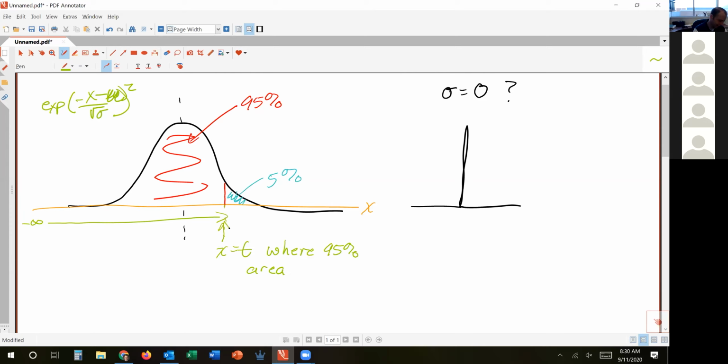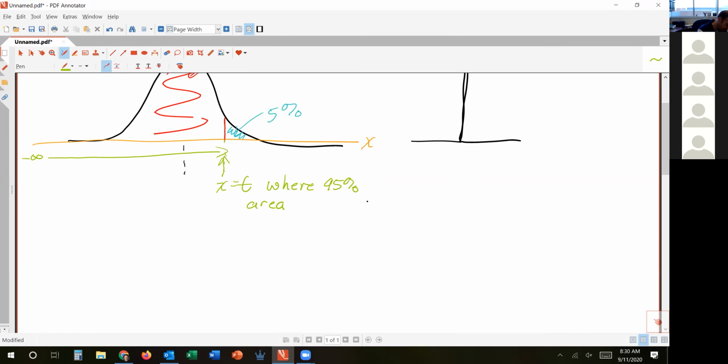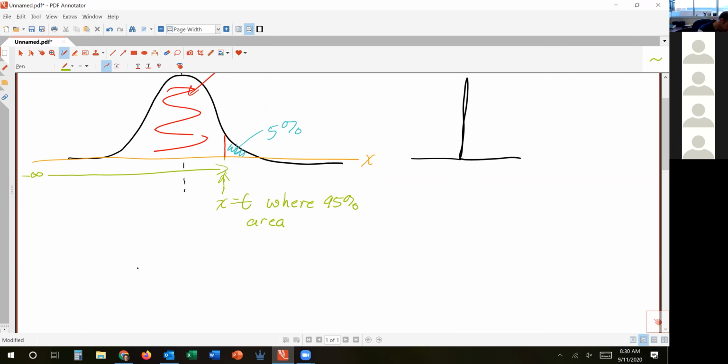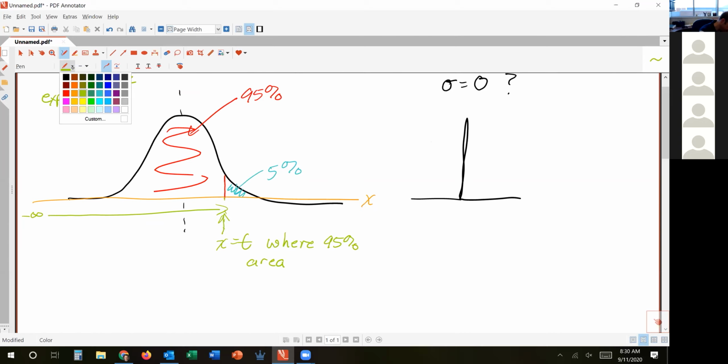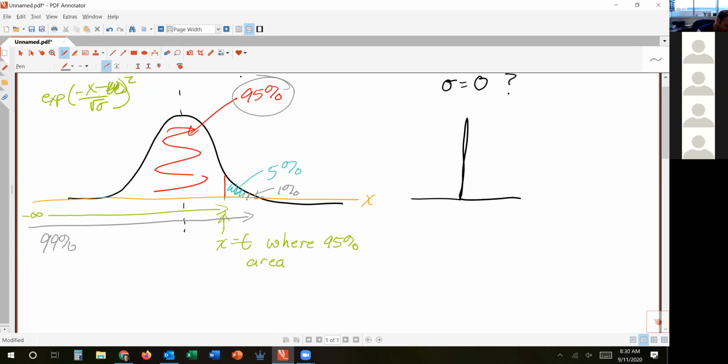Or let's say I wanted 99%, then I would be starting at the left-hand side and integrating until I got, what did I say, 99%? I could go 99% and leave 1% uncertainty. So I can select the level of uncertainty that I'm comfortable with. And typical in engineering is a 95% confidence interval. So that's a one-tail distribution.